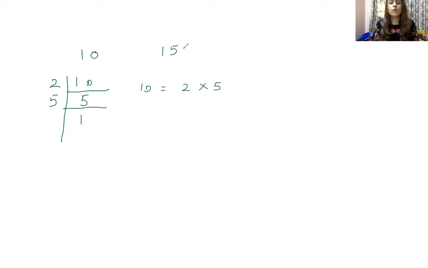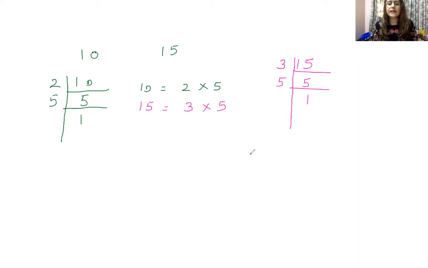Now we will find the prime factors of 15. Now 2 is not a factor of this because 15 is not divisible by 2. So let's take another prime factor, that is 3, which divides 15, and we will get 5 here. Another prime factor is 5. So the prime factors of 15 are 3 into 5.